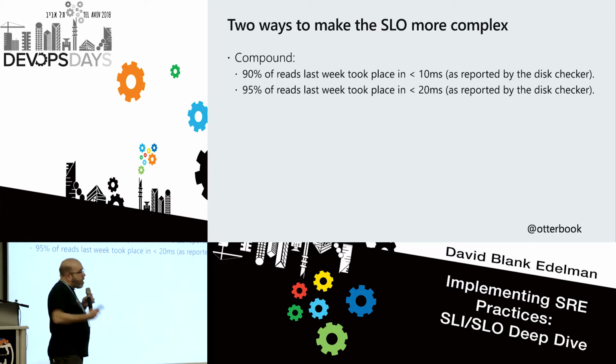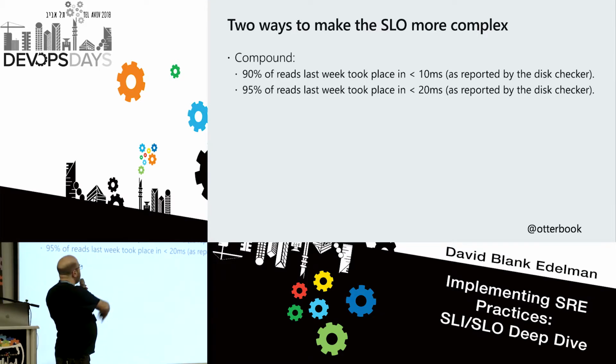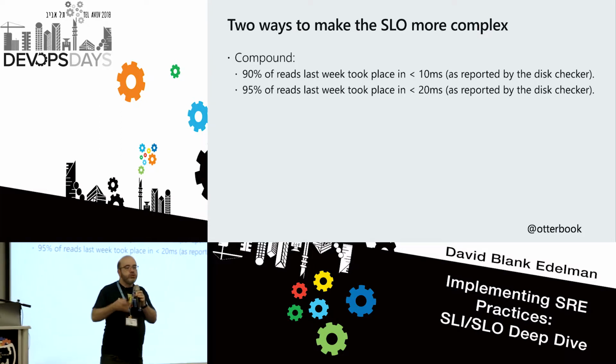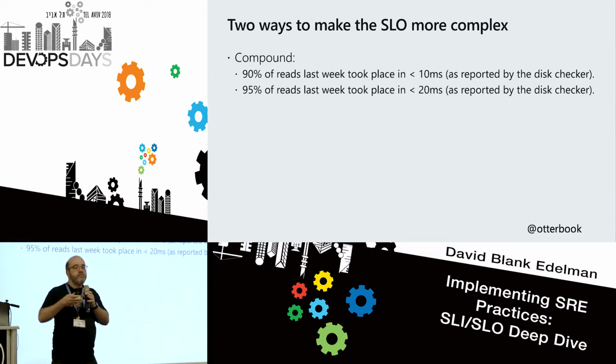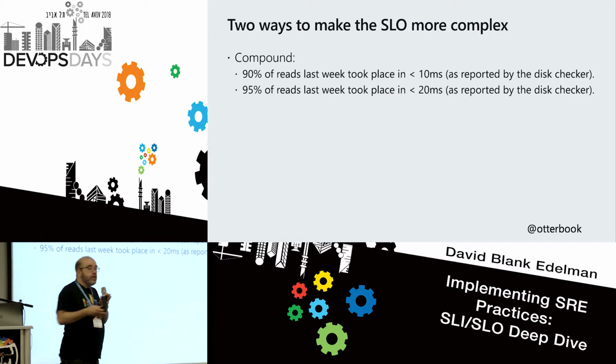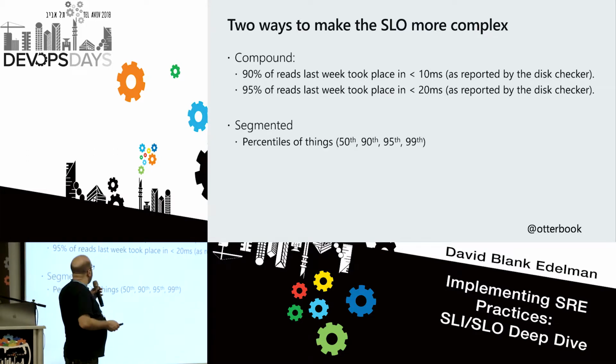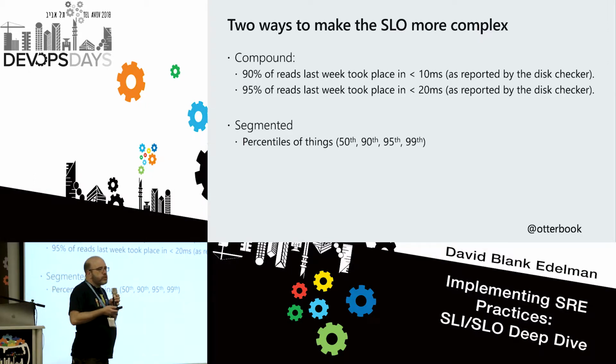You'll start doing things like compound ones, where you say, okay, 90% of the reads took place in 10 milliseconds, but 95% did in less than 20 milliseconds. You start doing these compound statements, where you're trying to model the system in a better way, right? Not just a simple thing. Or you might do things by percentiles, 95th percentile, that sort of stuff. That can come later. There's no reason why you have to start there, but that will eventually show up.